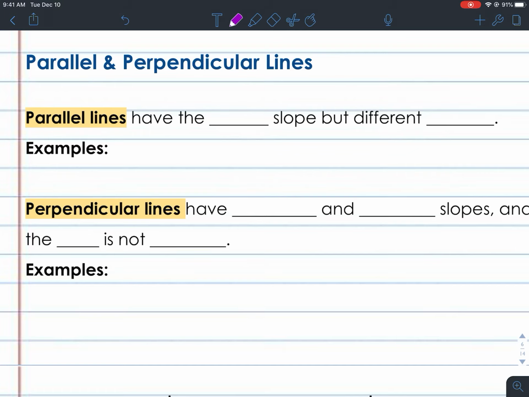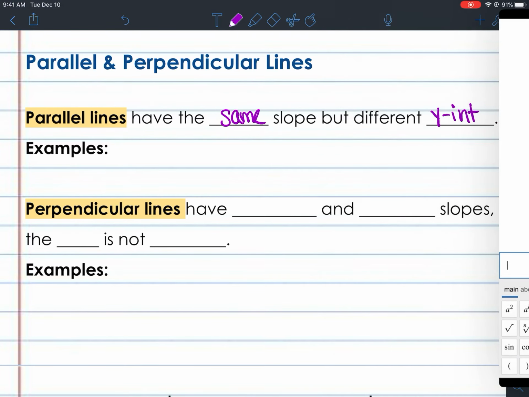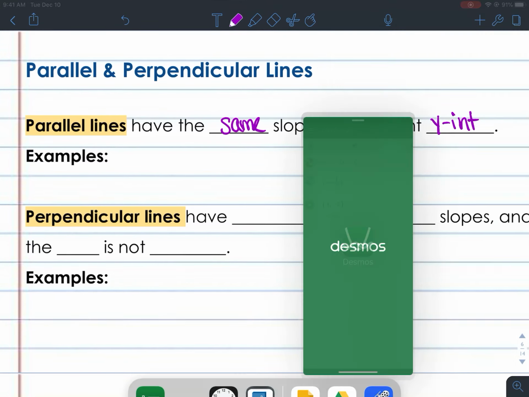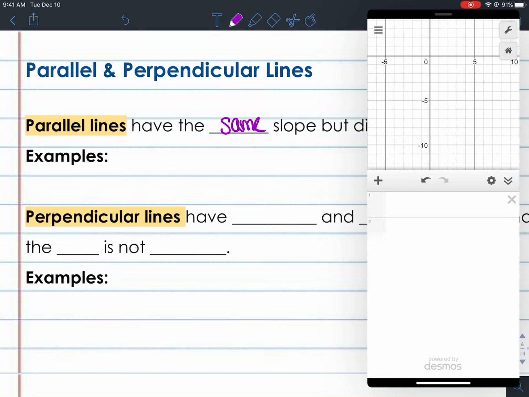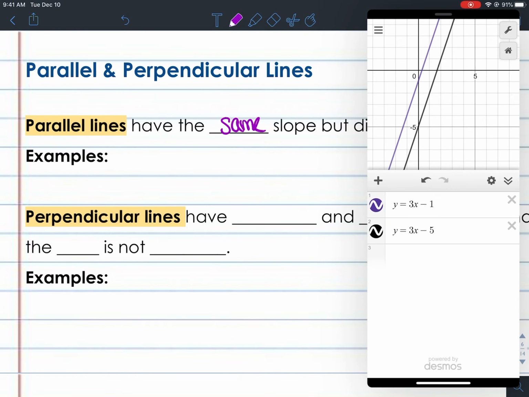So parallel lines have the same slope, but different y-intercept. Remember, parallel lines are lines that don't touch. If I look here, I'm looking at lines that are parallel. That means that if I were to graph them, the lines look the same. So let's just do like 3x minus 1. Their steepness is going to be the same, but where they cross the y-axis is not.